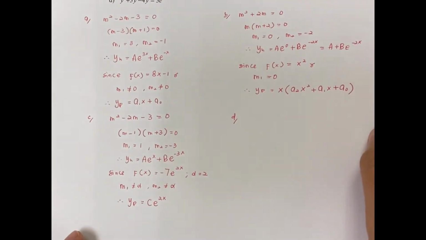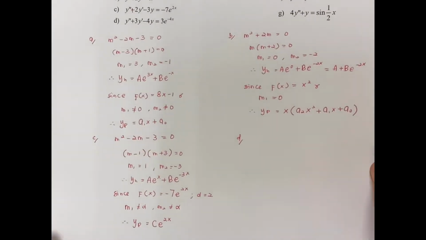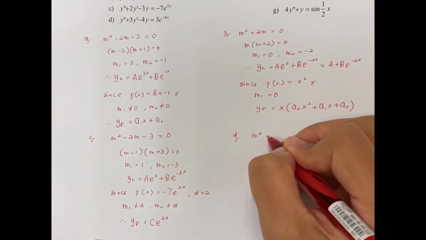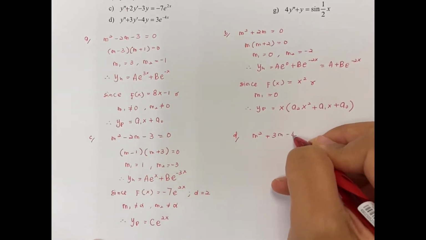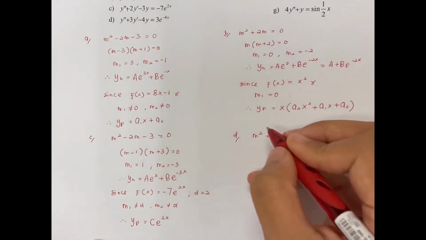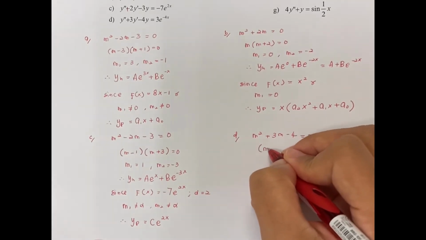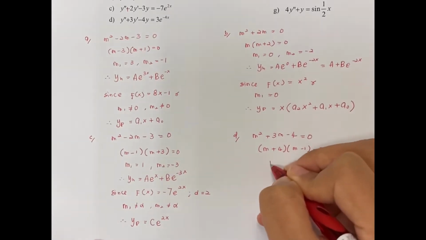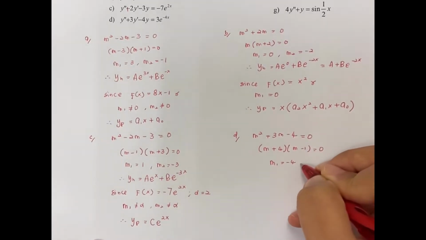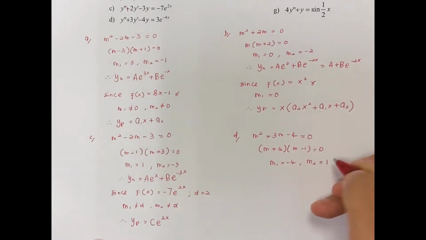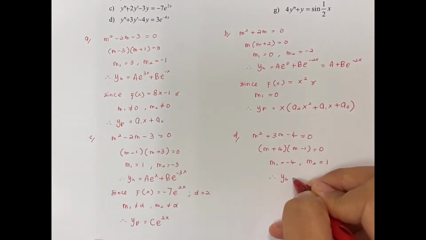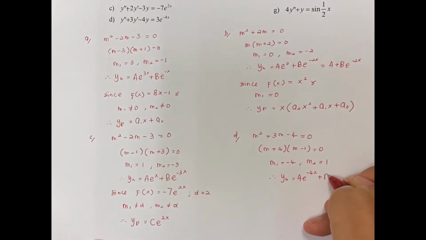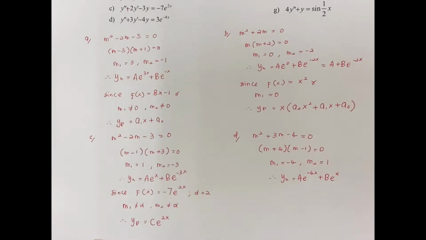For D, we have to solve for m squared plus 3m minus 4 equal to 0. The roots are m plus 4, m minus 1 equal to 0. So m1 is equal to negative 4 and m2 is equal to 1. So YH again is equal to A exponent minus 4x plus B exponent x.